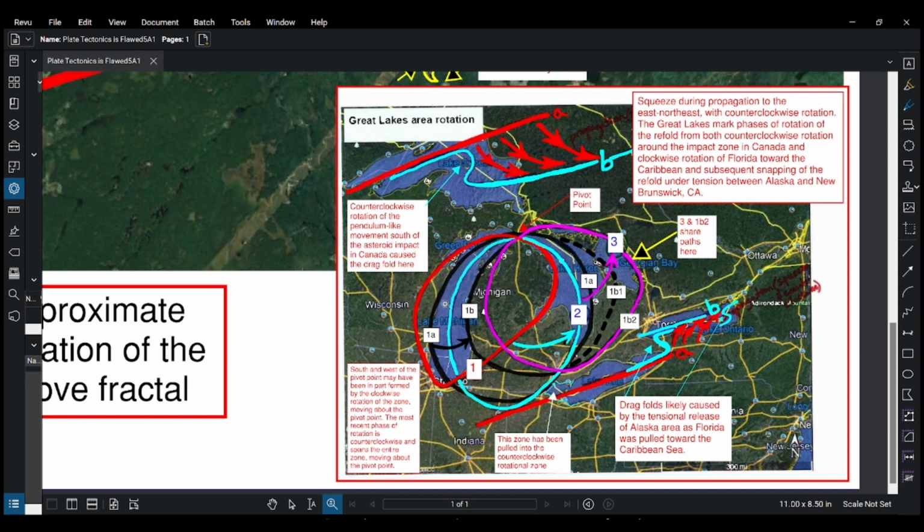So it looks like these circles that I drew in, they propagate to the east-northeast through this zone here. And looks like they got squeezed also, which would happen because you have a narrower zone here up in the headwind, so to speak, in this direction.